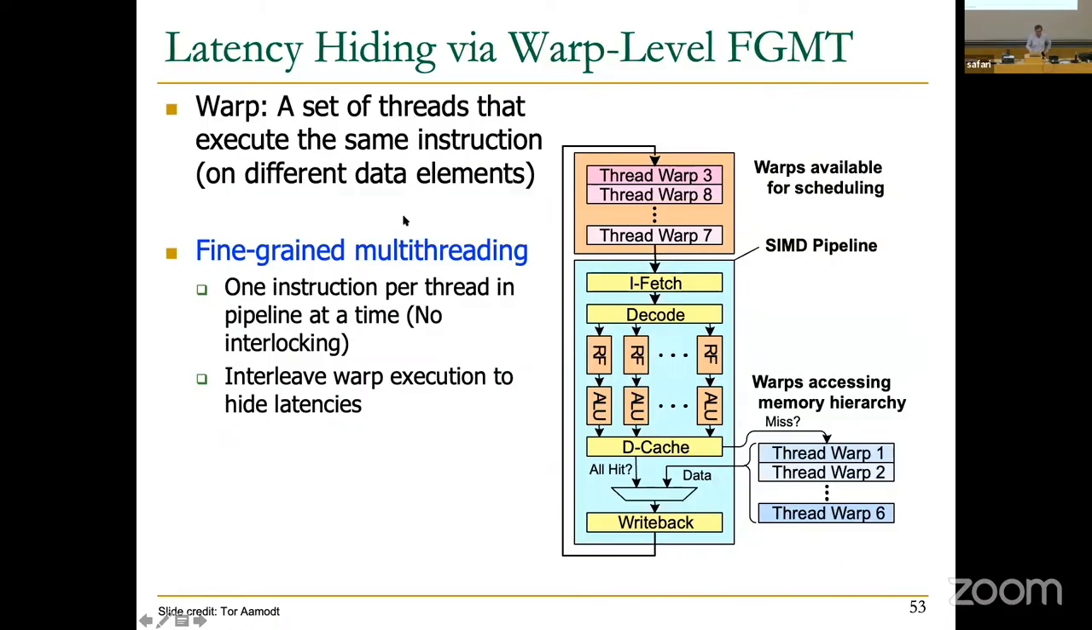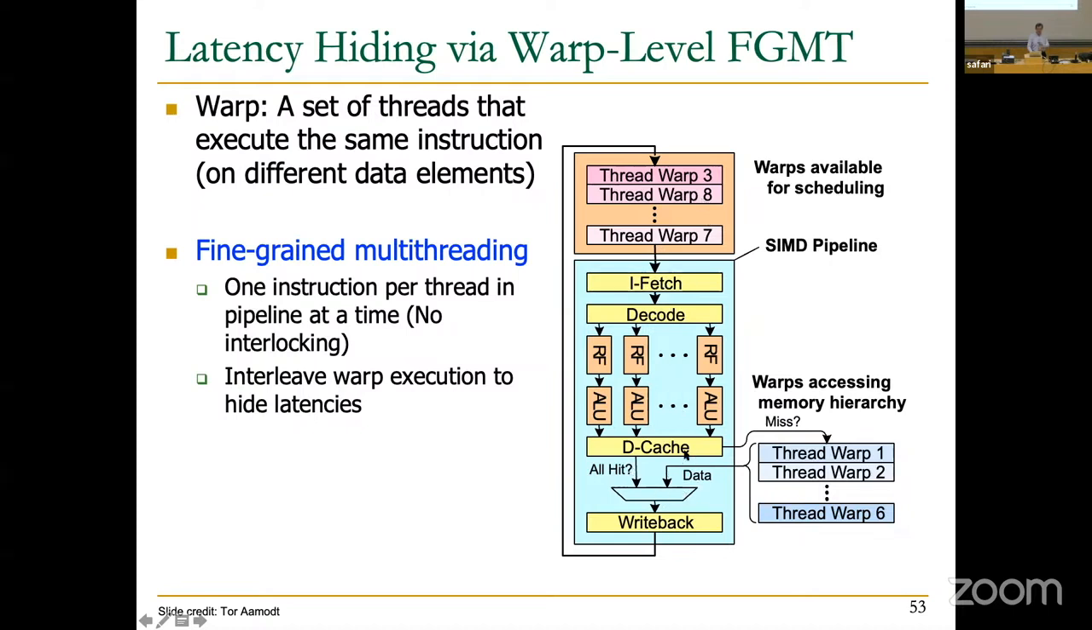Let me finish this and then we're going to take a break. So what is the benefit of this warp-level fine-grained multithreading? We've already discussed warps. But basically, you have one instruction per thread in the pipeline at a time. So the pipeline is very simple, no interlocking. This gives you a little bit more detail. So you have these warps available for scheduling. You have a SIMD pipeline.